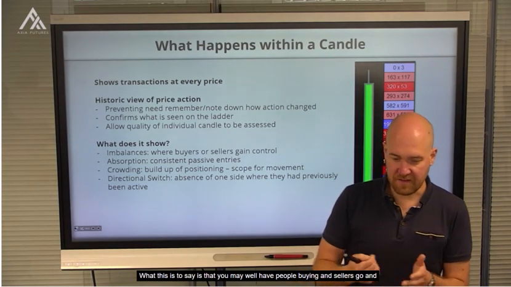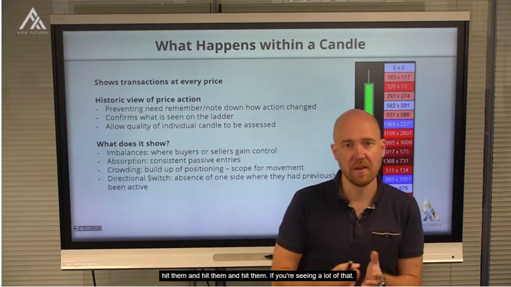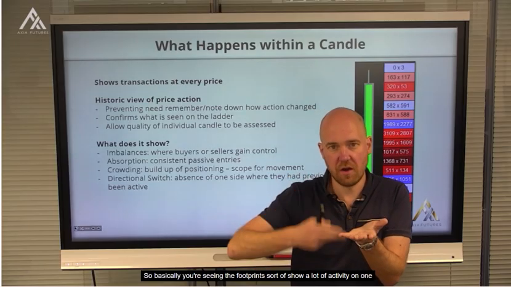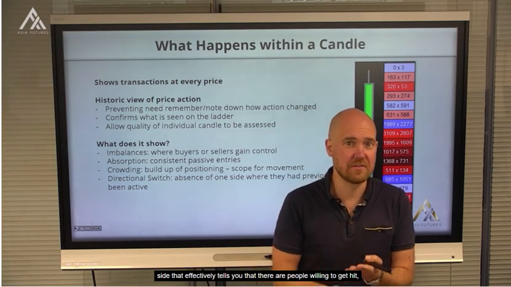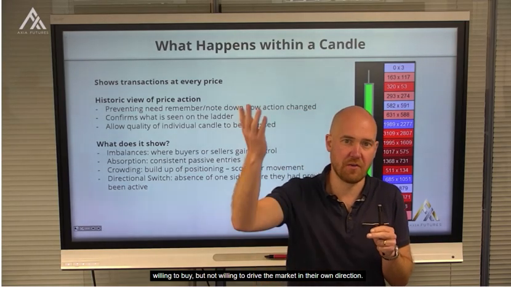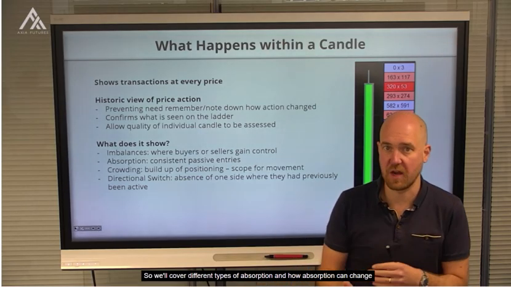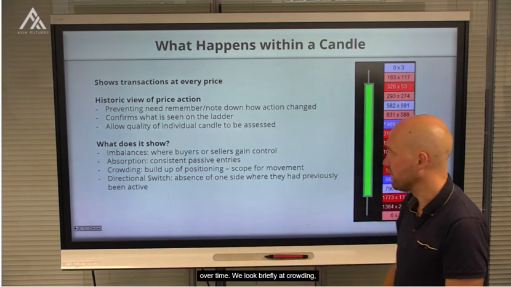What this is to say is that you may well have people buying and sellers go and hit them and hit them and hit them. If you're seeing a lot of that, so basically you're seeing the footprints show a lot of activity on one side, that effectively tells you that there are people willing to get hit, willing to buy, but not willing to drive the market in their own direction. You'll see then how that can change over time. So we'll cover different types of absorption and how absorption can change over time.